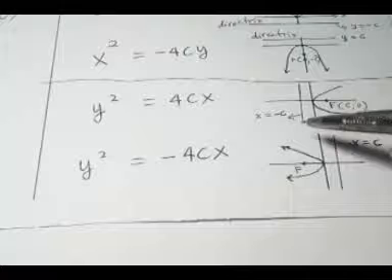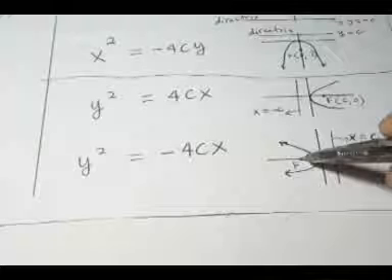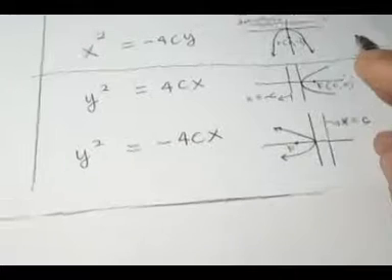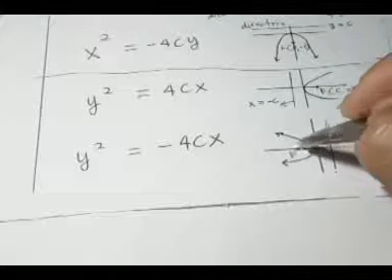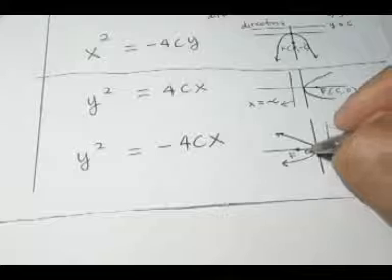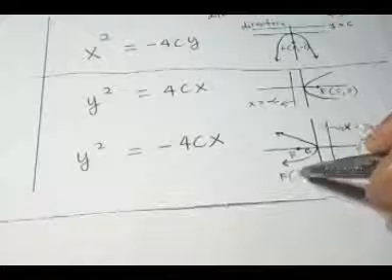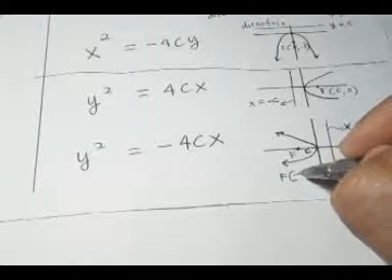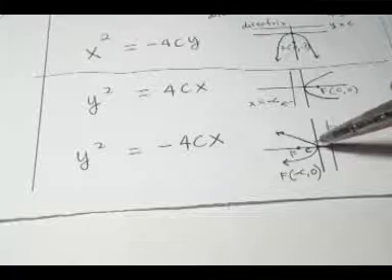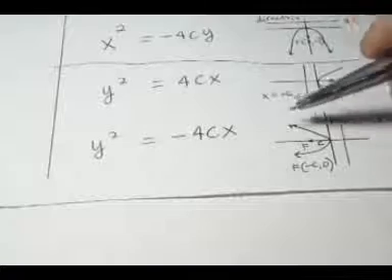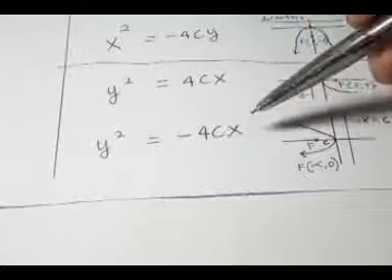If the parabola is open to the left, and again its vertex is at the origin, here is now the focus. The focus is at a distance from the vertex which is equal to c. That is why the coordinate of the focus is (negative c, 0) for this particular parabola opening to the left, and its corresponding equation in standard form is y squared equals negative 4cx.